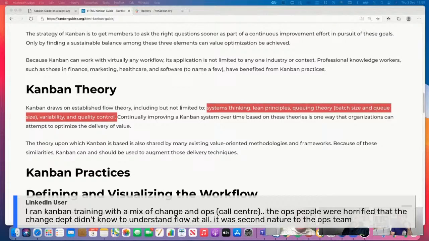I've got another comment here. I ran Kanban training with a mix of change and ops call center. The ops people were horrified that the change department didn't know how to understand flow at all. It was second nature to the ops team. Yeah, see that a lot.